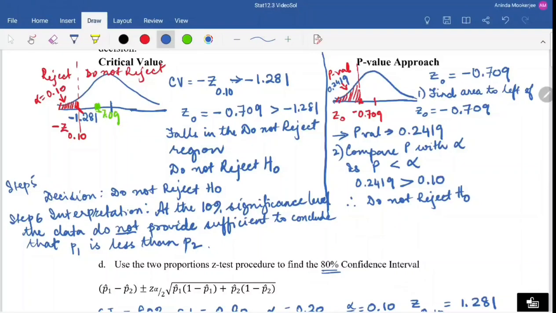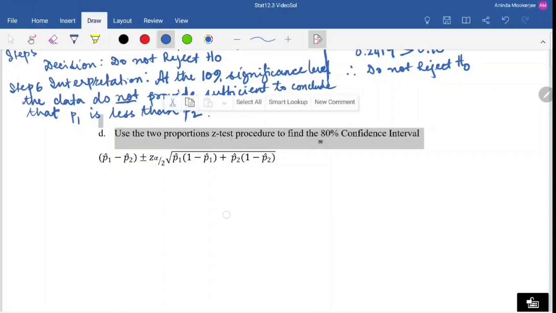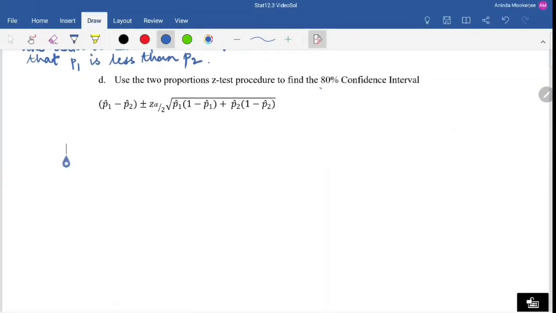All right. The next part is to perform a confidence interval, or rather to come up with an 80% confidence interval. So let's go on to working that out. The question on the confidence interval says, use the two proportion z-test procedure to find the 80% confidence interval. And this is a formula to use. So let's start working on it. We know our p hat sub 1 and p hat sub 2, and that's pretty much what we need, except that we need to use the z of alpha by 2. That's the only one that we need to find from the table for the 80% confidence interval. So let's start working on it. Just a second.